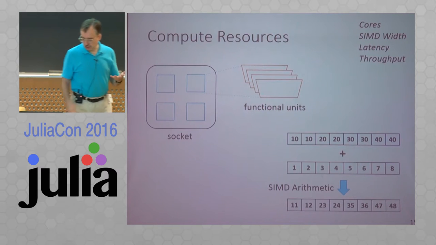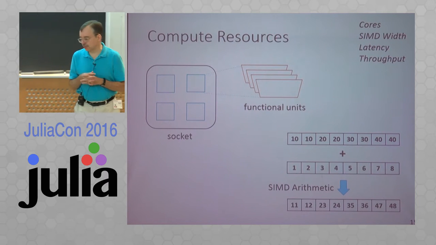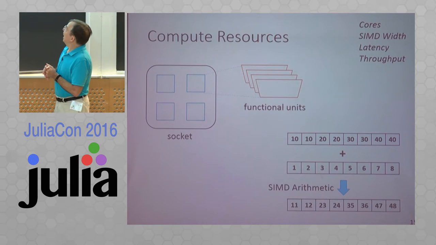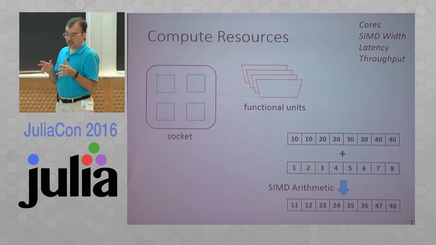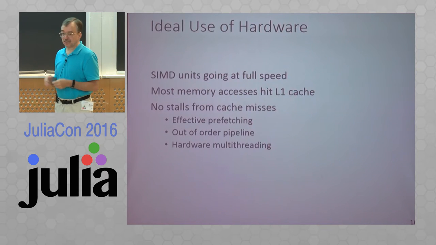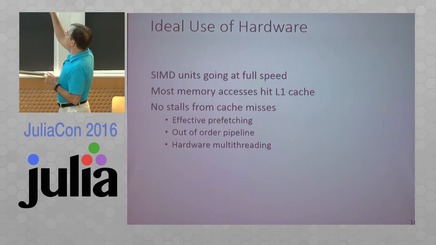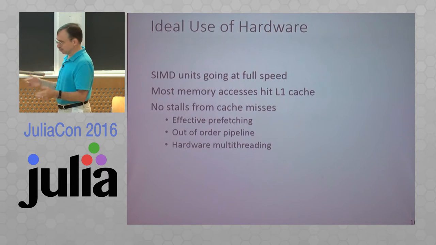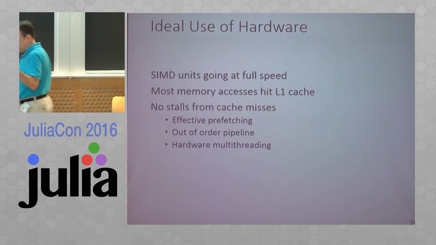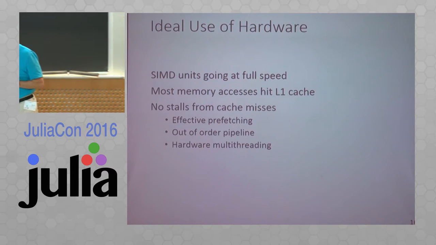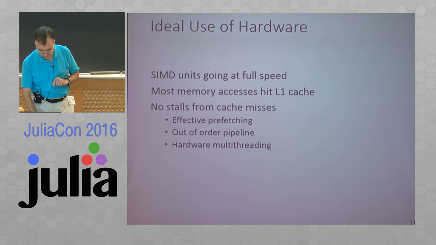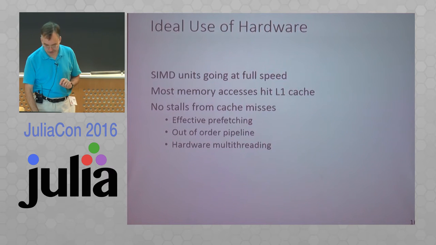And then each functional unit typically has a single instruction multiple data unit on it. Those units can operate on multiple pieces of data at the same time. Like if I set it up right, I can take 8 numbers plus 8 other numbers and take the element-wise sums and do that in a single clock cycle. But only if I set things up just right.